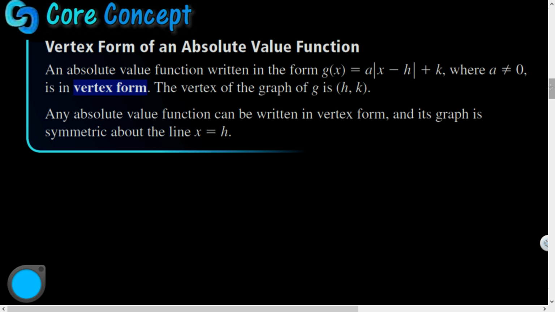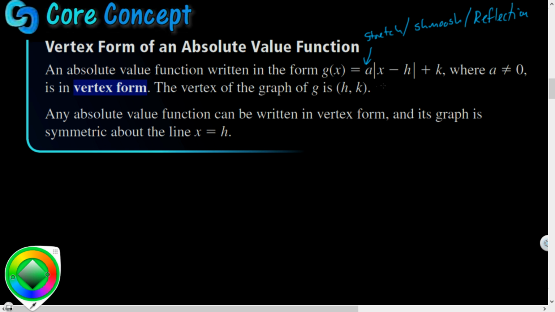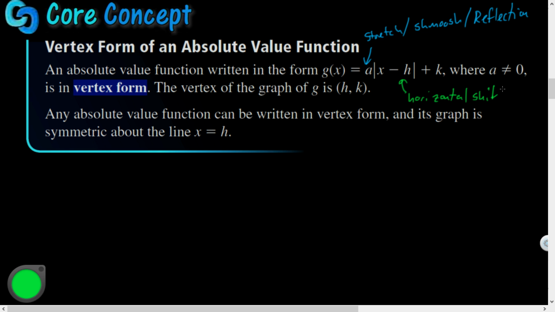Let's see. So vertex form of an absolute value function. So if I think about this as kind of being my form, this will affect stretch or smoosh, right? Also reflections. The H will be horizontal shifts. And the K will affect vertical shifts.